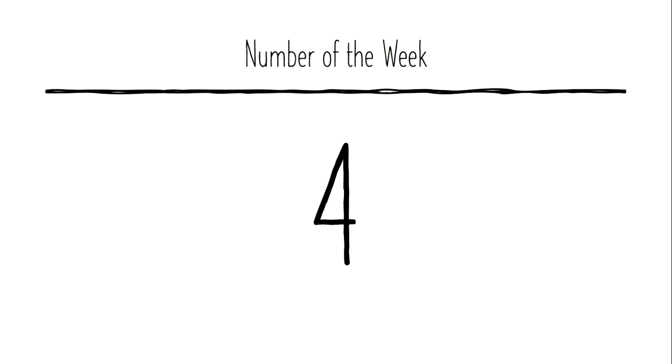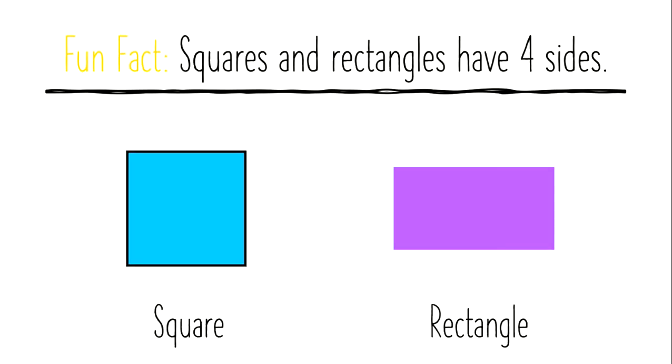Nice. Now, here's a fun fact. Squares and rectangles have 4 sides. So there are two different shapes. This one is a square and this one is a rectangle, but they both have 4 sides. 1, 2, 3, 4.